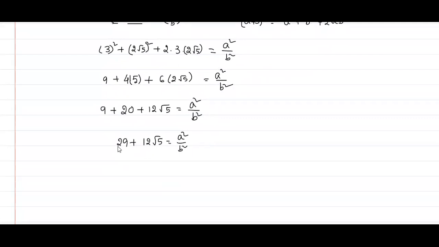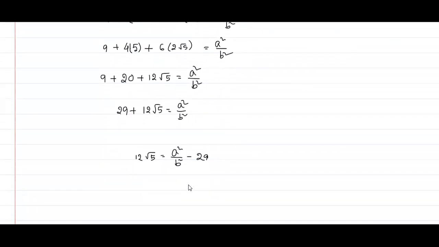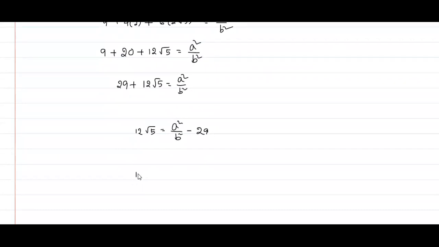Then write this numerical value 29 that side and take the remaining 12 also. Then what you will get? In the next step, 12 root 5 is equal to a square by b square minus 29. Then root 5 is equal to a square minus 29 b square by 12 b square. This is the final answer.